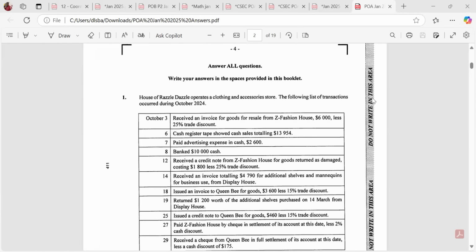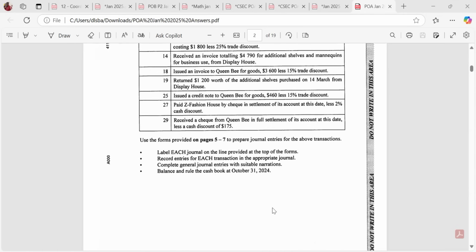They said House of Razzle Dazzle, boy, with these names. Anyway, I'm gonna leave them. House of Razzle Dazzle operates a clothing and accessory store. The following list of transactions occurred during October the 24th. And they list out all the transactions.